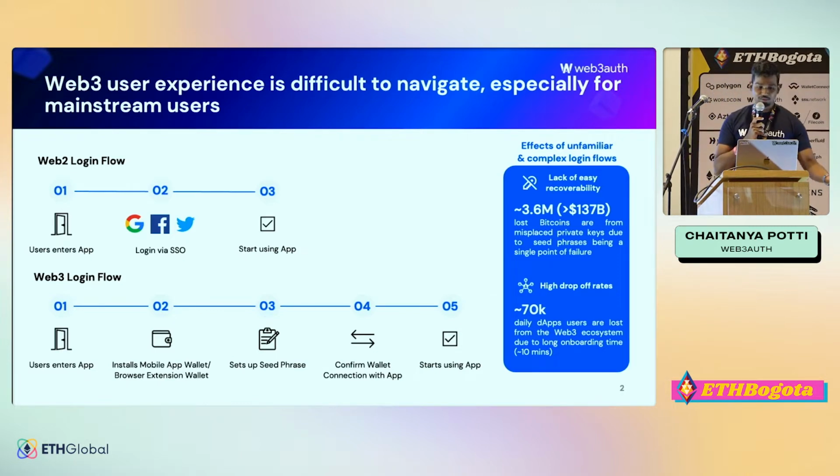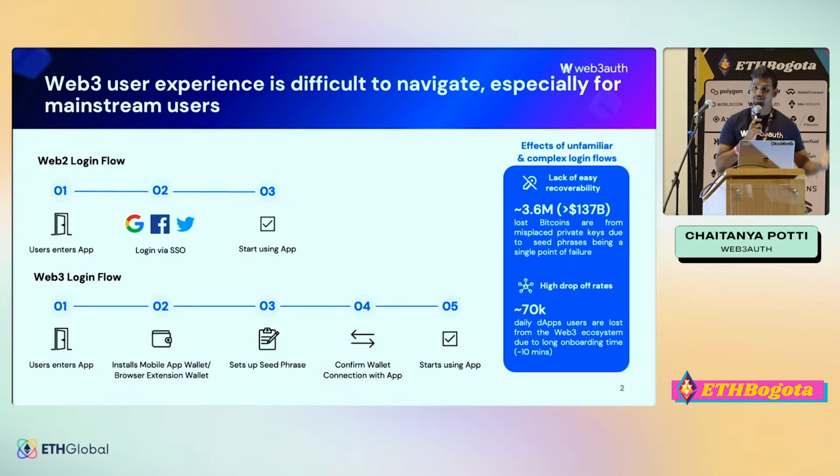The user needs to enter an app and install a mobile app wallet or an extension, set up the seed phrase, and we need to educate the users about securing those seed phrases, confirm the connection between wallet and app, and deal with the extensions and all. And also after that, the user will start using the app. So this leads to multiple problems, obviously. The first of which is bad UX, okay? So let's say you're developing a small game, right? You want the users to focus on your game rather than installing and setting up a Chrome extension.